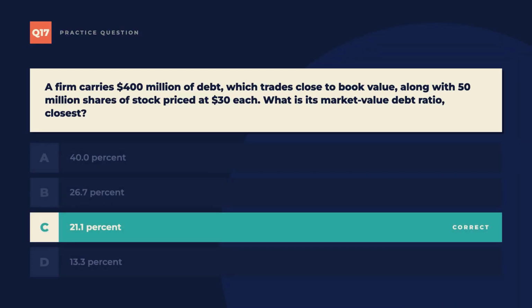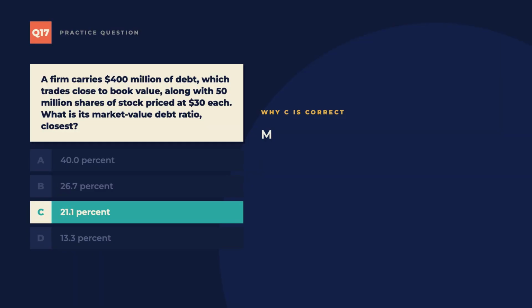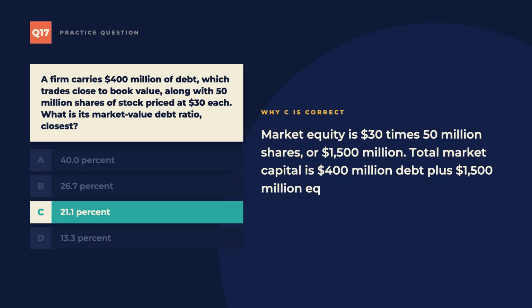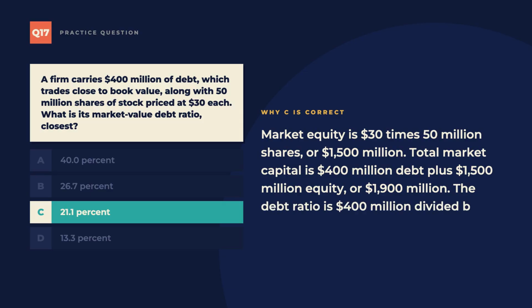The correct answer is C. 21.1%. C is correct because market equity is $30 times 50 million shares, or $500 million. Total market capital is 400 million debt plus $500 million equity, or $900 million. The debt ratio is $400 million divided by 1,900 million, about 21%.